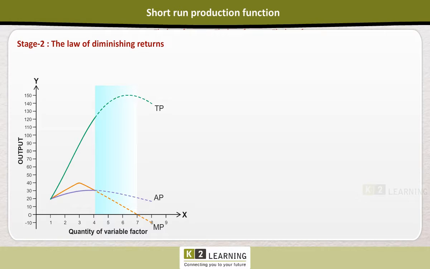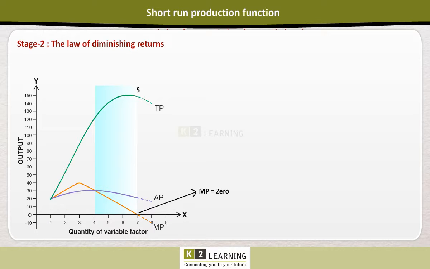Stage 2. The law of diminishing returns. In this stage, the total product continues to rise but at a diminishing rate until it reaches its maximum point S, where the second stage ends. In this stage, both MP and AP curves are falling but are positive. At the end of this stage, MP becomes 0.